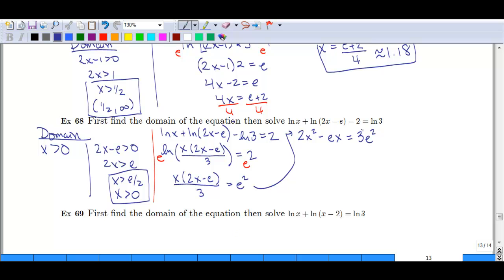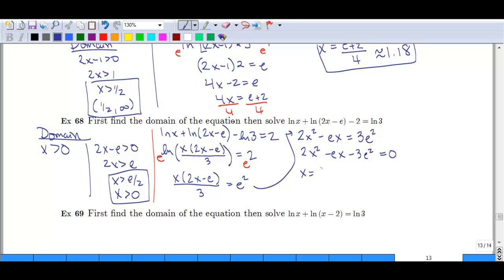And we can move the 3e squared to the other side. In this case, it looks like we're going to have to use the quadratic formula, which isn't real pretty. So we end up with 2x squared minus ex minus 3e squared is equal to 0. Again, a is going to be 2 here, negative e is going to be our b, and negative 3e squared is going to be our c.